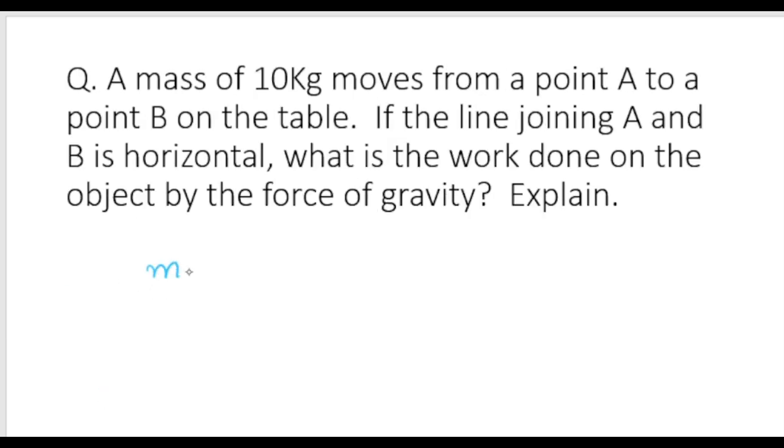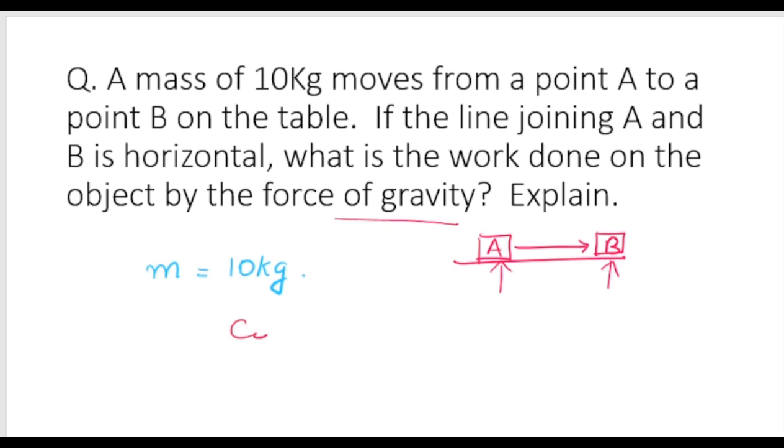A mass of 10 kg, m is given as 10 kg, moves from a point A to B on the table. Suppose this is the table, it was the initial position. It moves from this position to this position. So this is position A, this is position B. If the line joining A and B is horizontal, what is the work done on the object by the force of gravity? Again, the force of gravity in this case has theta equal to 90 degree. So cos 90 degree value is 0. So the work done is again 0 in this case.